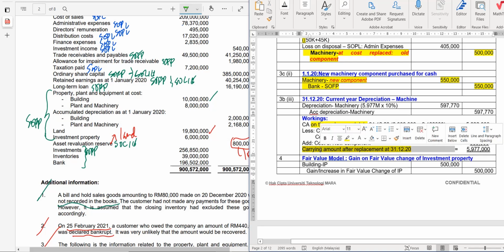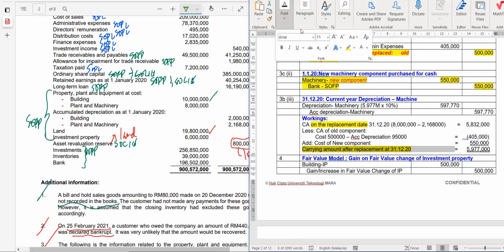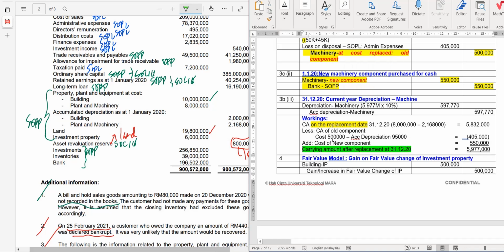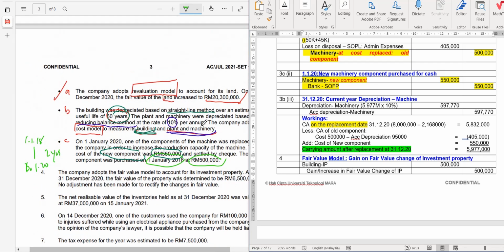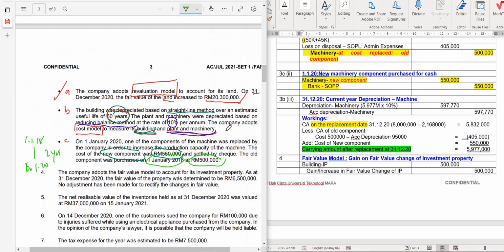Carrying amount after replacement. So I just highlight with a different color. Okay, that one. So you need to find out what is the carrying amount of the old component. Remember, the old component was 500,000. We have already determined that earlier, right? 500,000, the one here. And the new component is 550. So find out what is the carrying value for the old component.